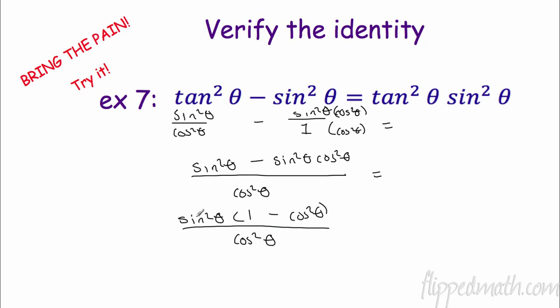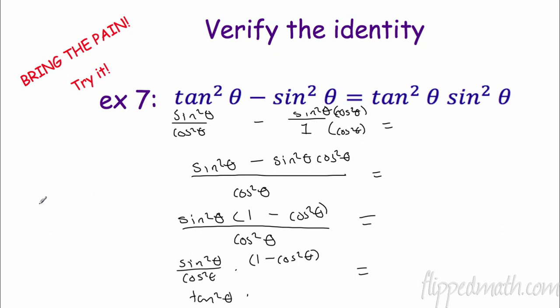Now I'm going to separate these. I'm going to put this together over here: sine squared theta over cosine squared theta, and I'm going to multiply that by 1 minus cosine squared theta. Why did I do that? Well, remember where we're headed. We want two things to multiply together. So I have one thing here, sine squared over cosine squared, which is tangent squared theta.